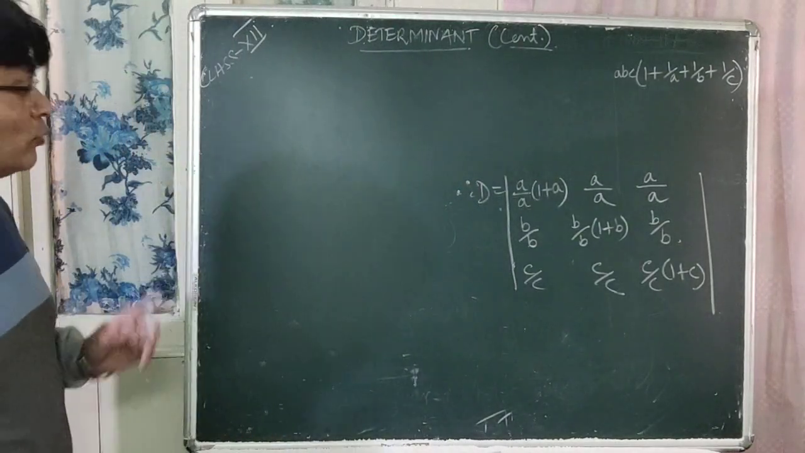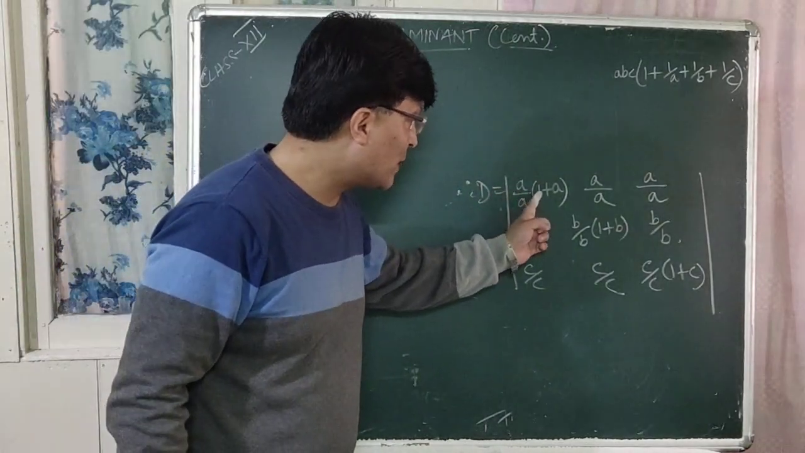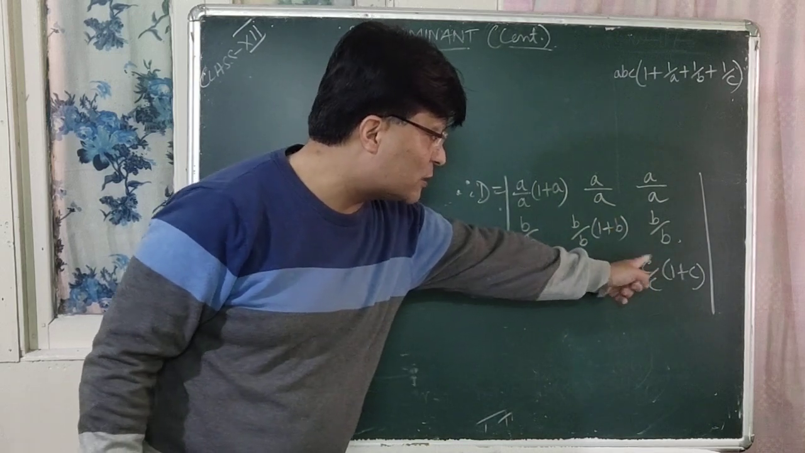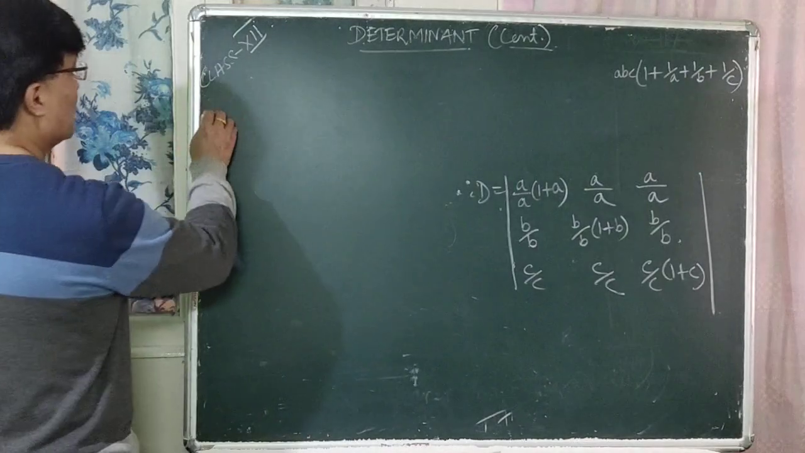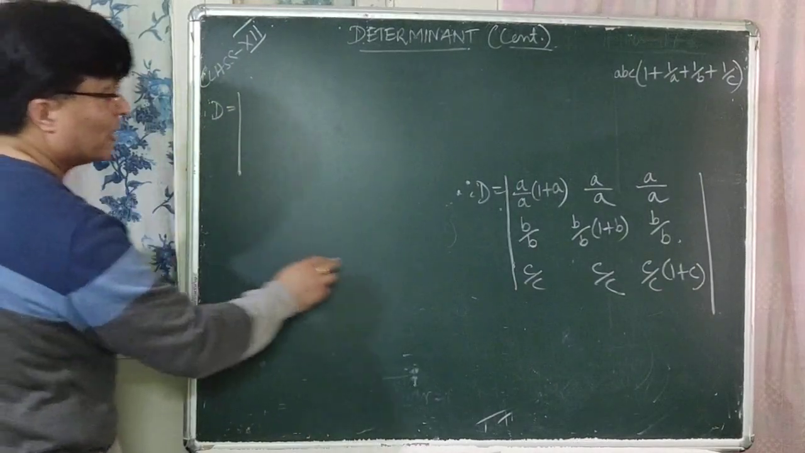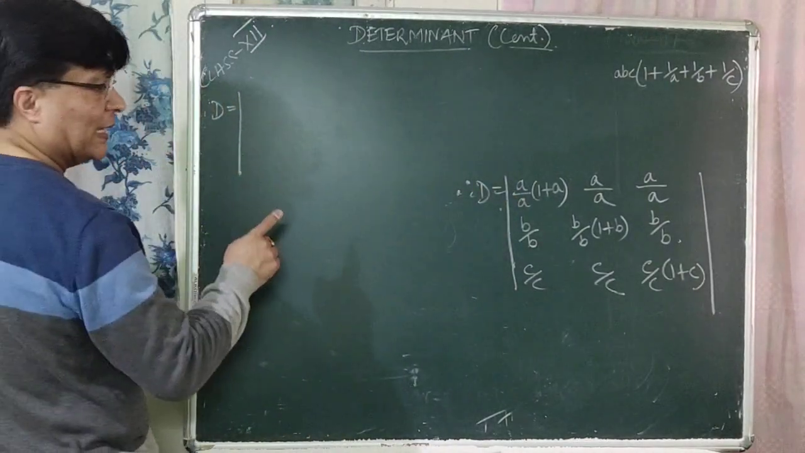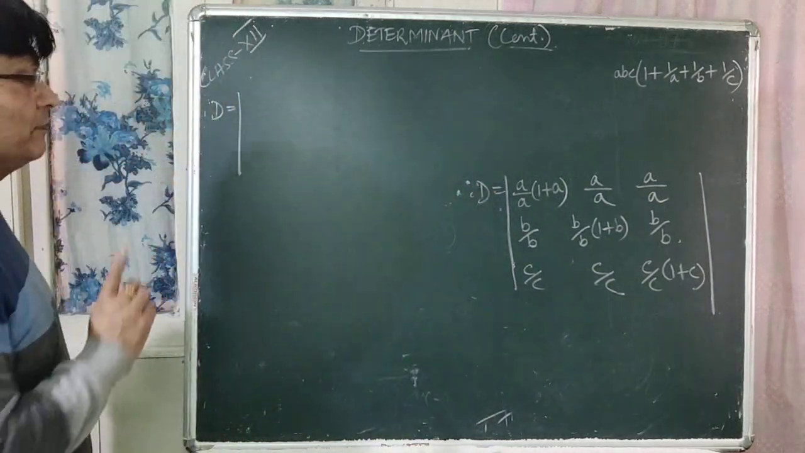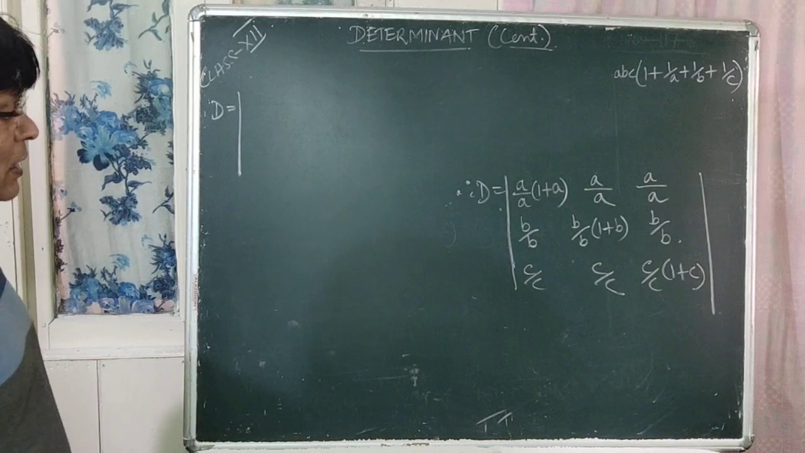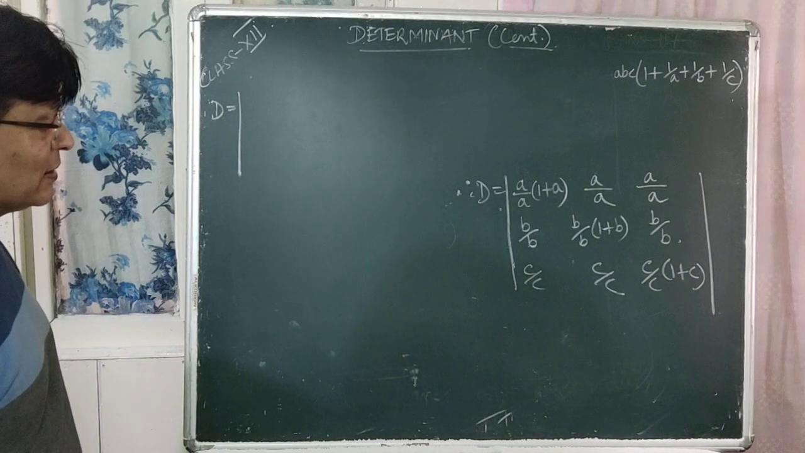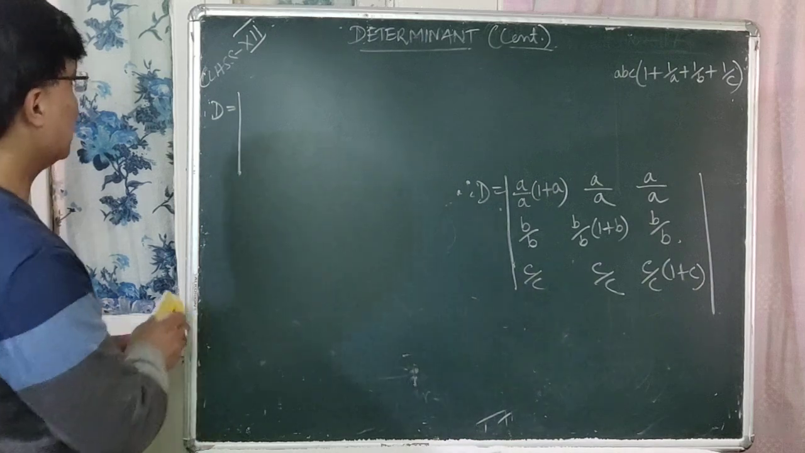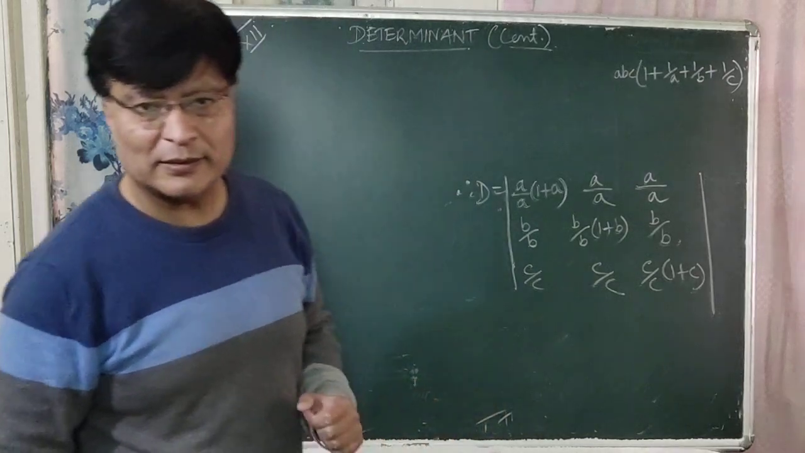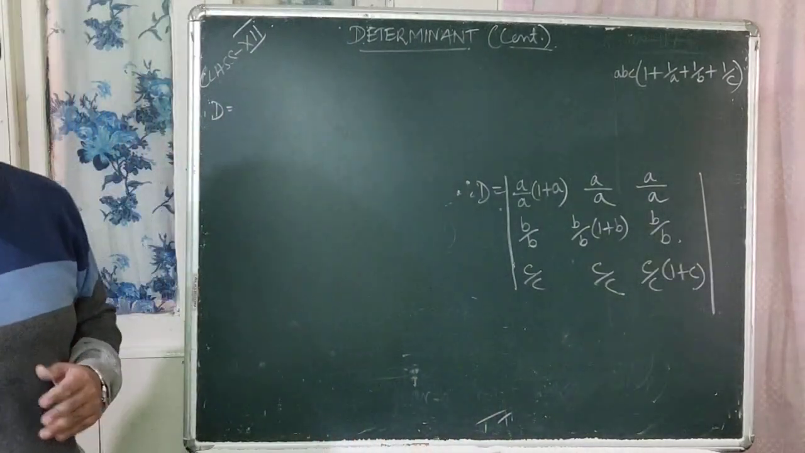Now next step, what will you do? A by A multiplies 1 plus A, 1 plus B is multiplied by B by B, there is also 1 plus C multiplied by C by C. Okay? So therefore D is equal to, what do we get here? A by A into 1 plus A. So don't multiply them. Let us take common out here. Since ABC is common here, you have to prove ABC as common, isn't it?